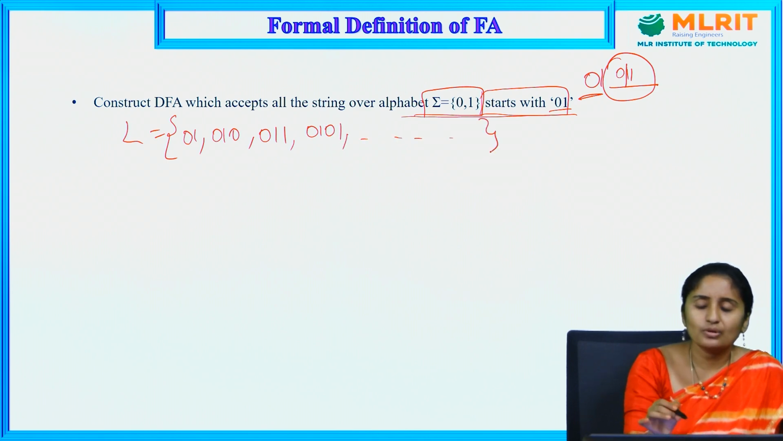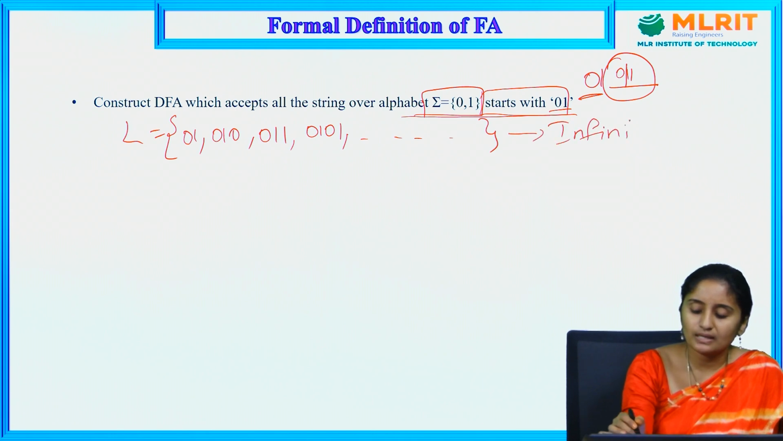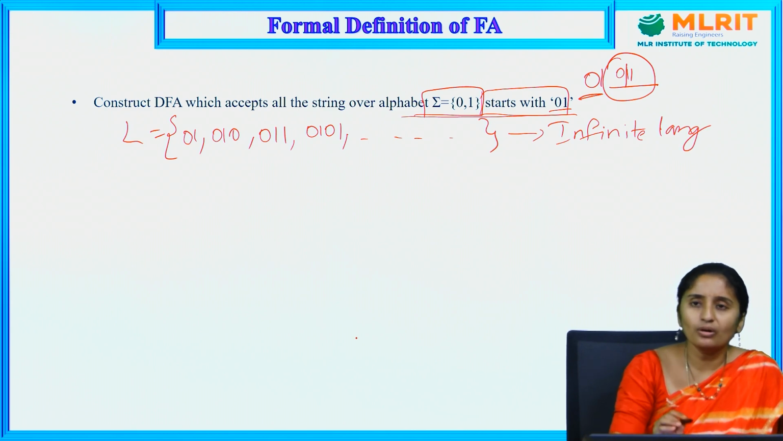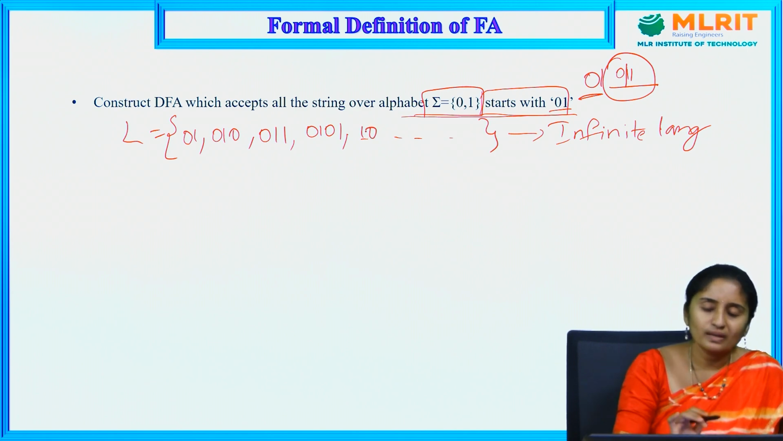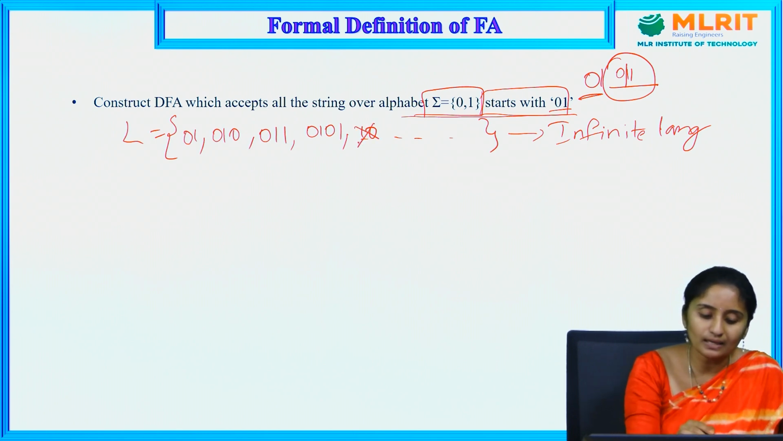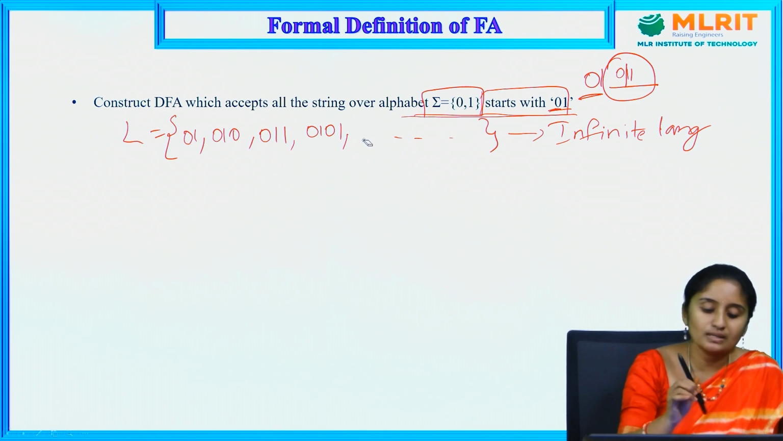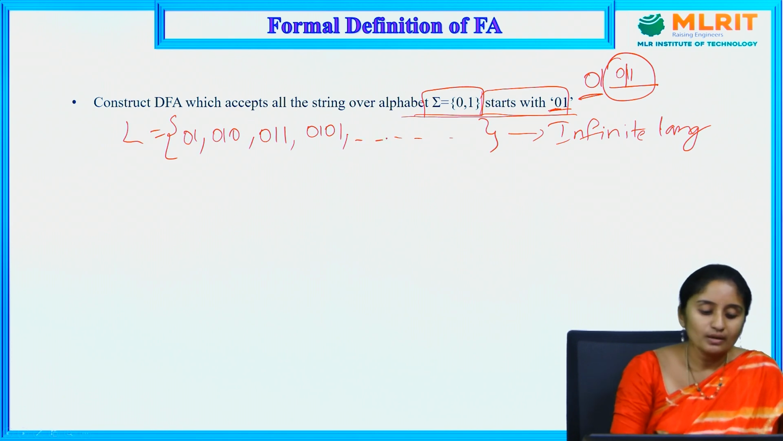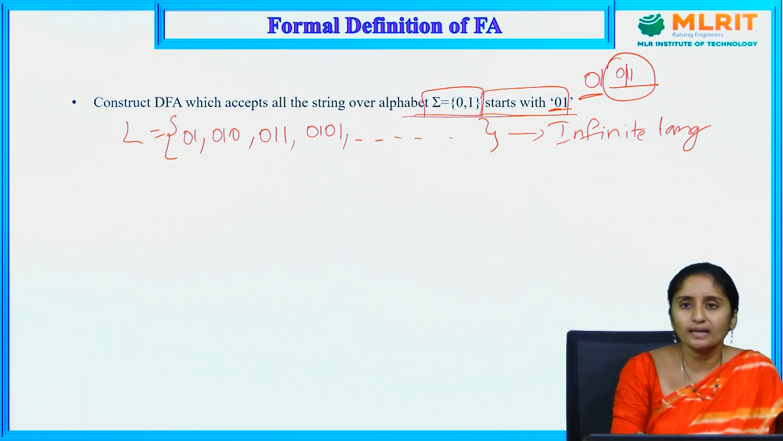any number. So this language is also an infinite language. Why? Because there is no constraint that this many strings should be there. The only constraint is it should start with 0, 1. If I write 1, 0, is this accepted? It is not accepted. Why? Because it is starting with 1, but here it must start with 0 followed by 1. So the language we have constructed is an infinite language.